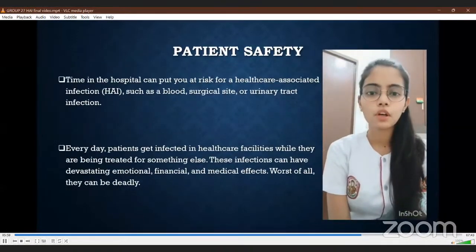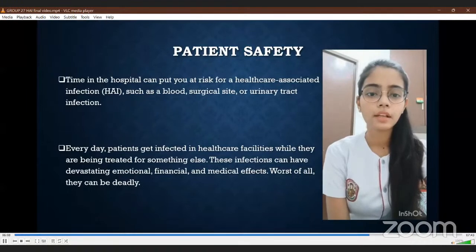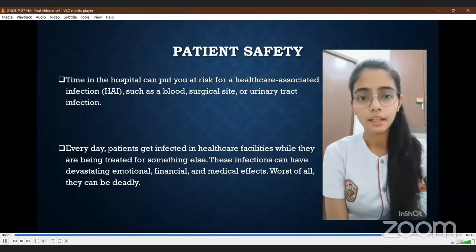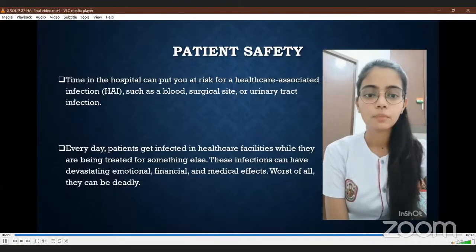Patient safety. You go to the hospital to get well, right? Of course. But do you know you can get infected in the hospital itself when you are being treated for something else? During your time in the hospital, you are at risk of healthcare associated infections such as bloodstream infections, surgical site infections, or UTIs. Every day patients get infected in healthcare facilities while being treated for something else. These infections can affect you emotionally, financially, and medically. Worst of all, they can be deadly.